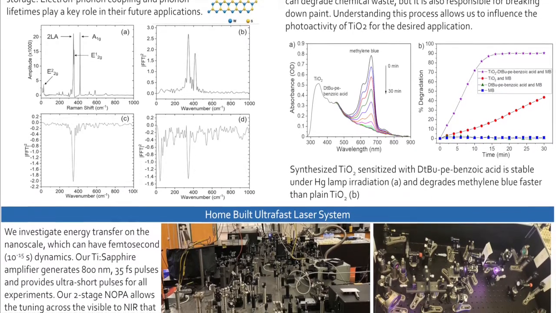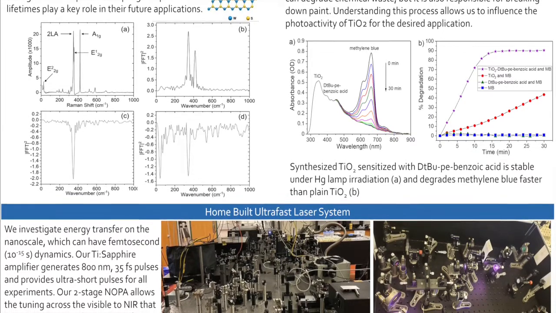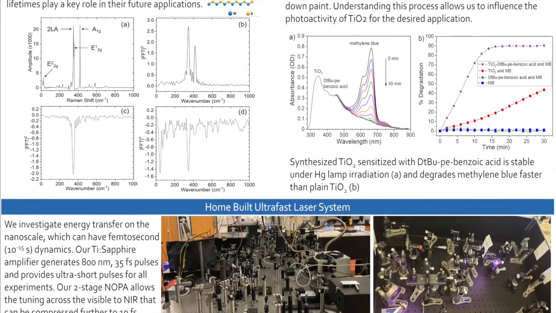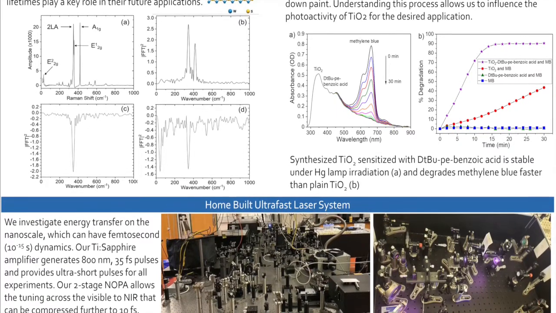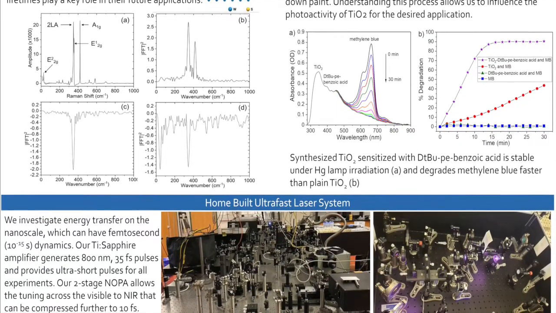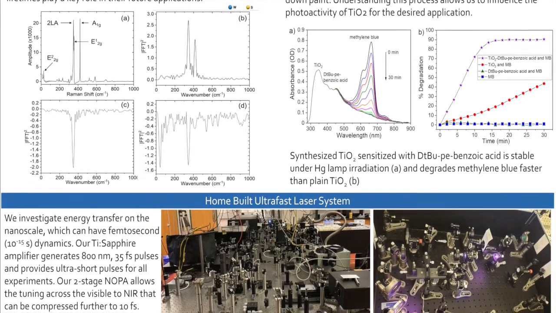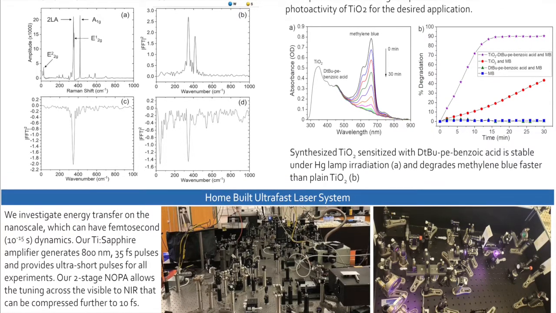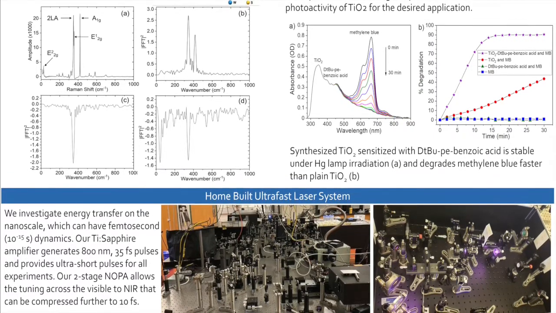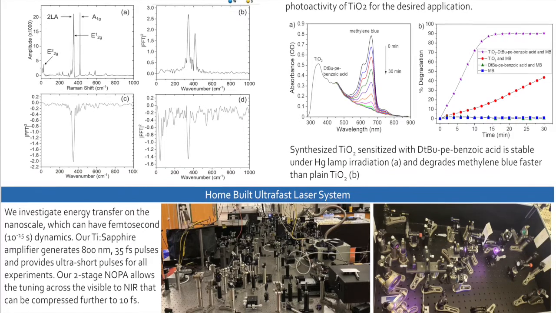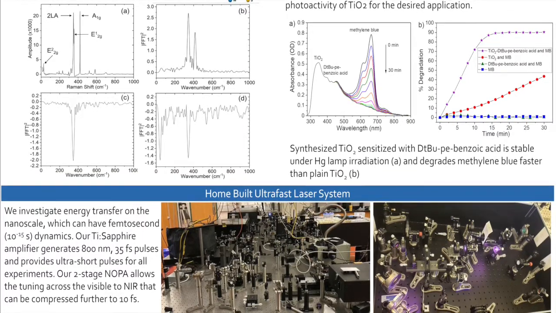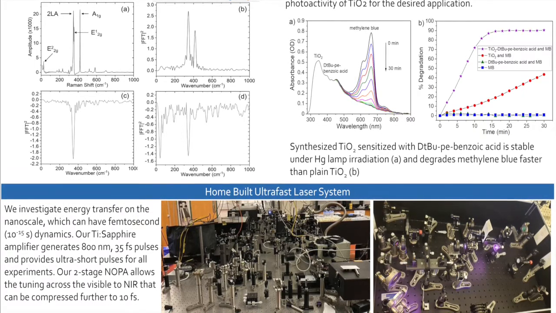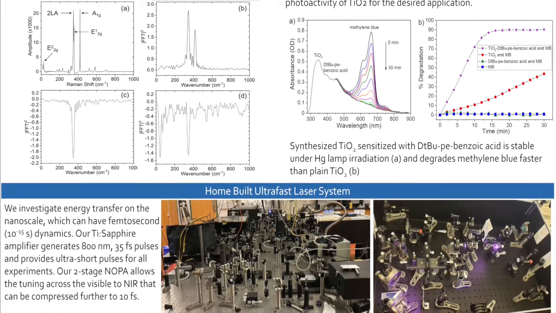The picture on the bottom right of our poster is our two-stage non-collinear optical parametric amplifier, or NOPA for short, which is an amplifier that receives the 800 nanometer light from the laser, but can take this wavelength and use it to output across the visible and near IR spectrum. So we can have amplified visible and near infrared light at a wavelength of our choosing, which is why we can study a wide range of systems as I have presented here.